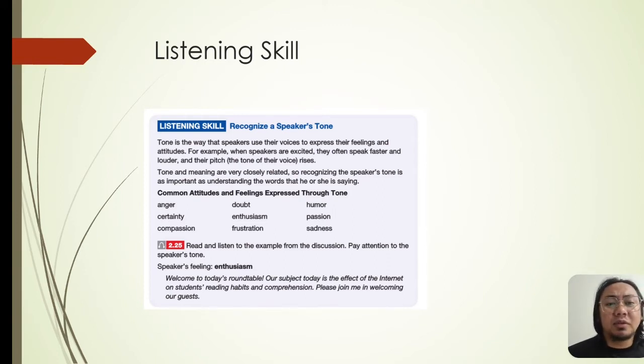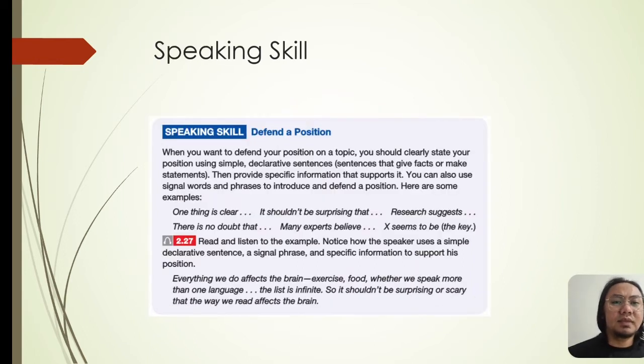And these are the common attitudes and feelings expressed through tone. The first one is, of course, anger, being angry. Second is certainty, compassion, doubt, enthusiasm, frustration, humor, passion, and of course, sadness. And usually when we are dealing with sad news, when we would like to talk about something that is very sad, we will use this particular tone, which is sadness, to bring out the emotion from the speaker into the listeners.